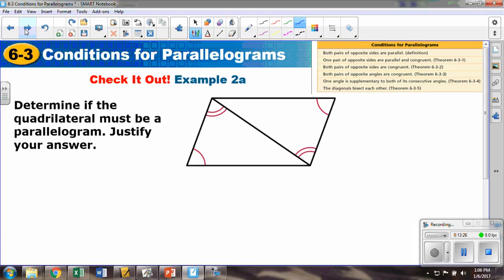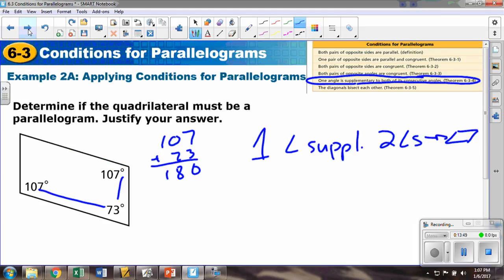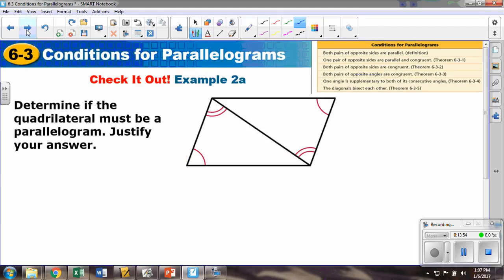What about here? Does this have to be a parallelogram? Again, pay attention to the directions. The last problems we're saying show that it is. Well, when it says show that it is, you know it's a parallelogram and you're trying to show why. These ones are asking determine if it is. So we're not being told it absolutely is or absolutely isn't. We have to run through and see which ones work. And if nothing works, then we can't know with certainty.